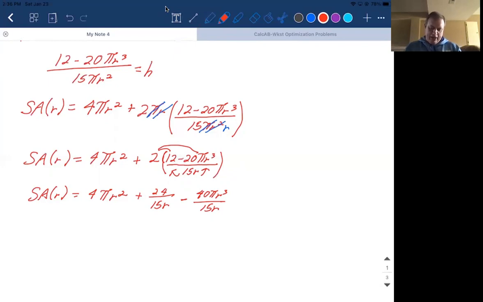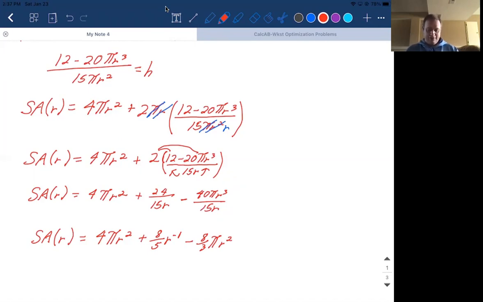Now, at this point, let's continue to clean this up. So this is 4 pi r squared. Now this part, I'm going to take a derivative here in a little bit. This is going to become 8/5, but I'm going to scoot that r up to the top. So it'll be r to the -1. Now 40 over 15 reduces to 8/3 pi, and r cubed over r is indeed r squared. Okay. So we're getting there.